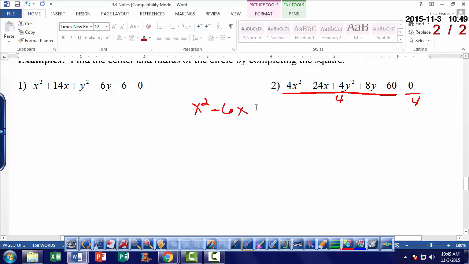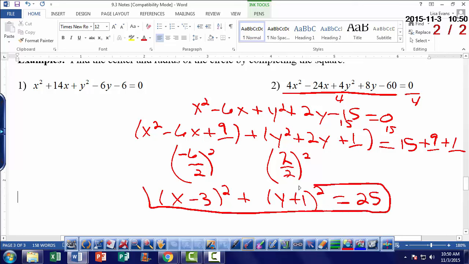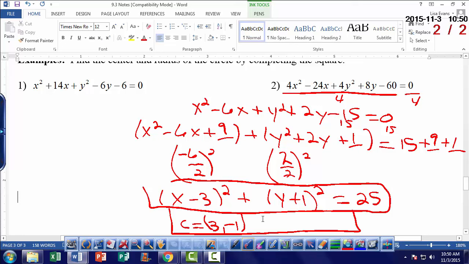Now we're going to go ahead and complete the square. Negative 6 divided by 2 squared is 9, so I'm going to add 9 to the left, 9 to the right. 2 divided by 2 squared is 1, so I'm going to add 1 to the left, add 1 to the right. Now I have x minus 3 squared plus y plus 1 squared equals 15 plus 9 plus 1 is 25. So this is the standard form, but this problem asks for the center, which is 3, negative 1, and the radius, which is the square root of 25, 5.